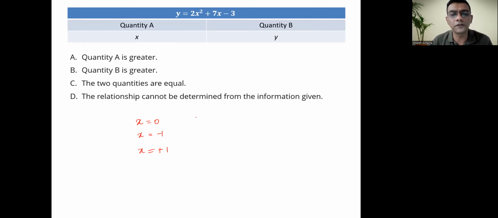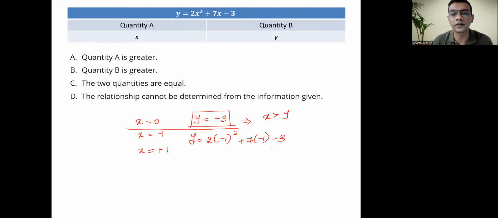right? Now, what happens if X is 0? Then Y will become minus 3, negative, right? As soon as X is 0, Y is negative. Now, in this case, X is greater than Y. What happens when I place X as minus 1? Y will become 2 times minus 1 squared plus 7 times minus 1 minus 3, right? So in this case, minus 1 squared is plus 1, 2 into plus 1 is 2, 7 into minus 1 is minus 7, minus 3, that's going to be minus 8. Now again, X is greater than Y.